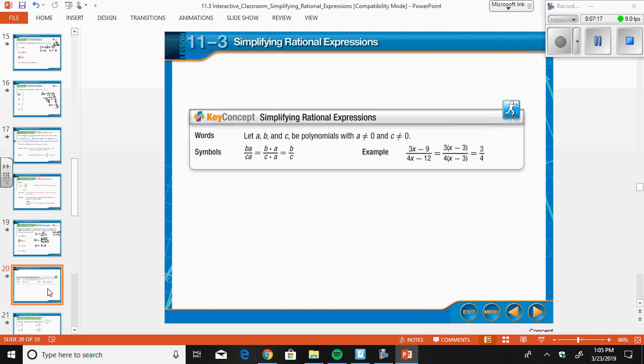Our first key concept here is, let A, B, and C be polynomials with A not equal to 0 and C not equal to 0. So we can say that B times A over C times A, well, they both have an A in common, so we can cancel out the A, so that's equal to B over C. So all it's saying is, you can simplify rational expressions by taking out what they have in common, even if what they have in common is large and in parentheses. It can be a binomial, it can be a trinomial, whatever, but you can get rid of it and simplify.